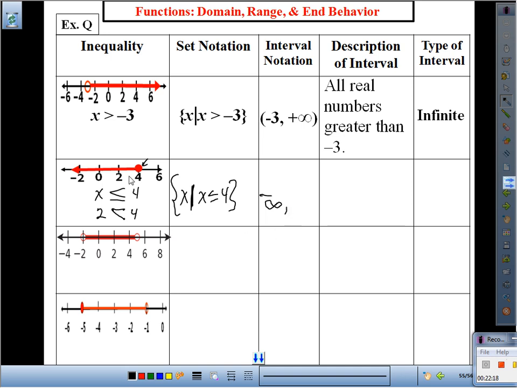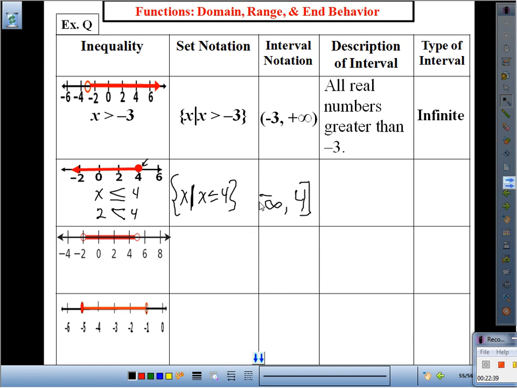How about the right side? Does it even stop on the right side? Yes, where does it stop? At 4, so we write 4. So question, is 4 included? Yes, so what do we use here? A bracket, that is correct, to say that it includes 4.